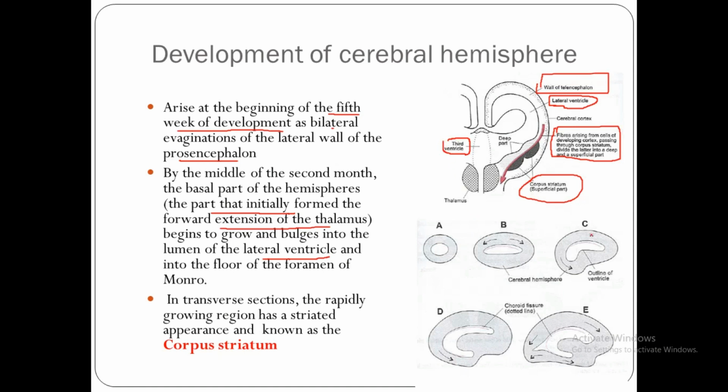So this is a cross-sectional, complete picture showing initially the neural tube, then the telencephalic vesicles, then the appearance of the cavities. These are the lateral ventricles, and this is the inner lining known as the choroid fissure, as you saw in the previous slide. And now this is the complete shape of the cerebral hemisphere along with the lateral ventricle.